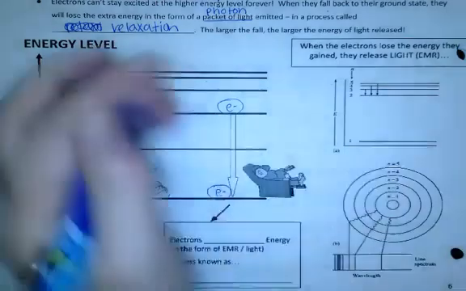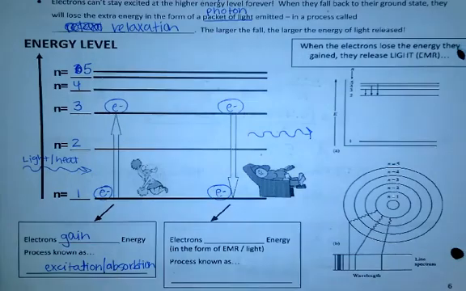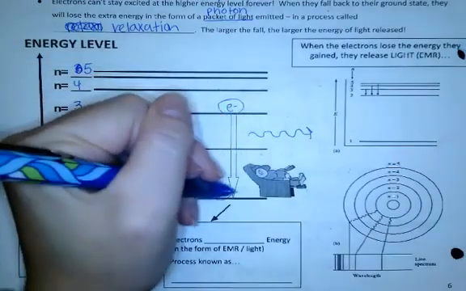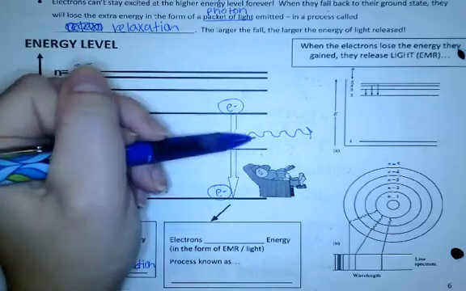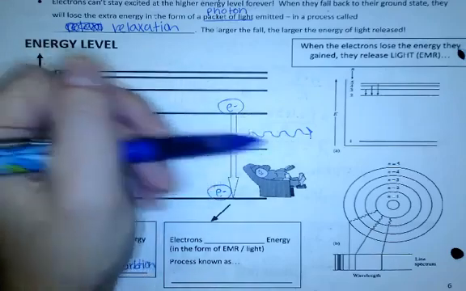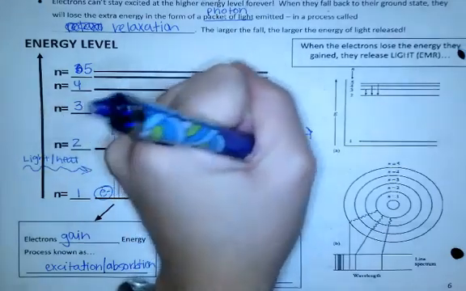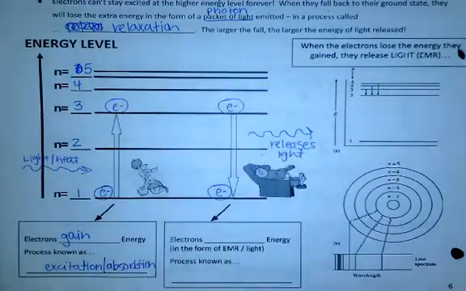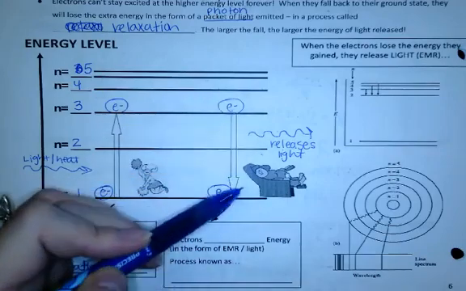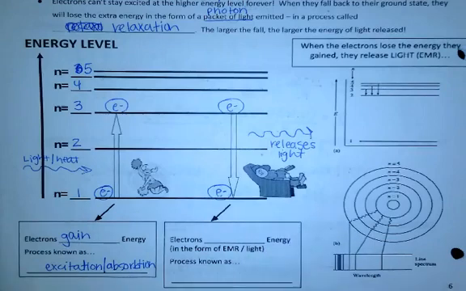When it falls back down to its ground state, it's going to release that energy. Now, the amount of energy released depends on how many energy levels it jumps. So the difference between energy levels is how much energy it's going to release. And it releases this in the form of light. This is visual light that we can see. This light may be a certain color depending on how much energy is released. If it's not a lot of energy, it could be the color red. If it's a lot of energy, it could be violet.